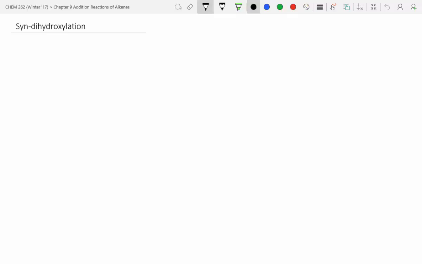All right, the next reaction, instead of anti-dihydroxylation, we're going to do syn-dihydroxylation, right? So we'll do the same example as before. So we'll use our cyclohexene. However, this time we want our alcohols to be on the same side.